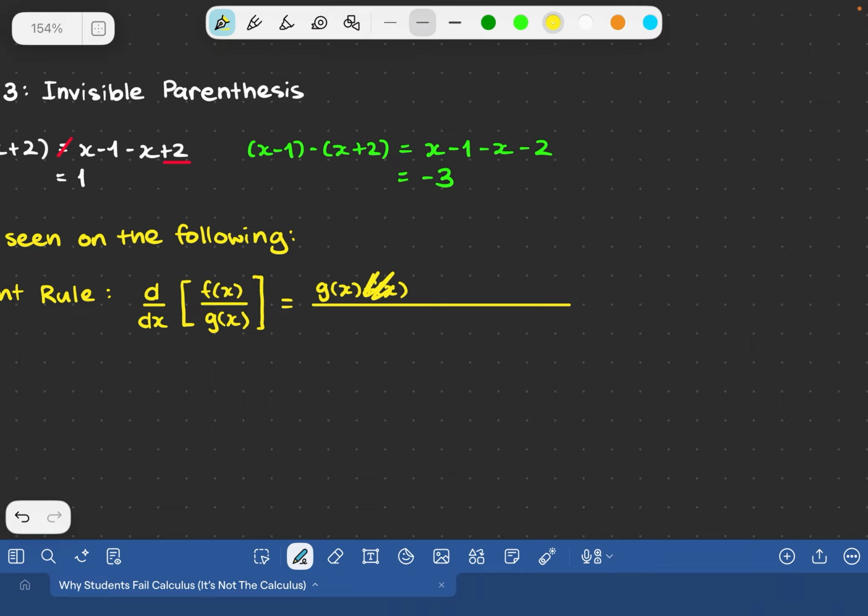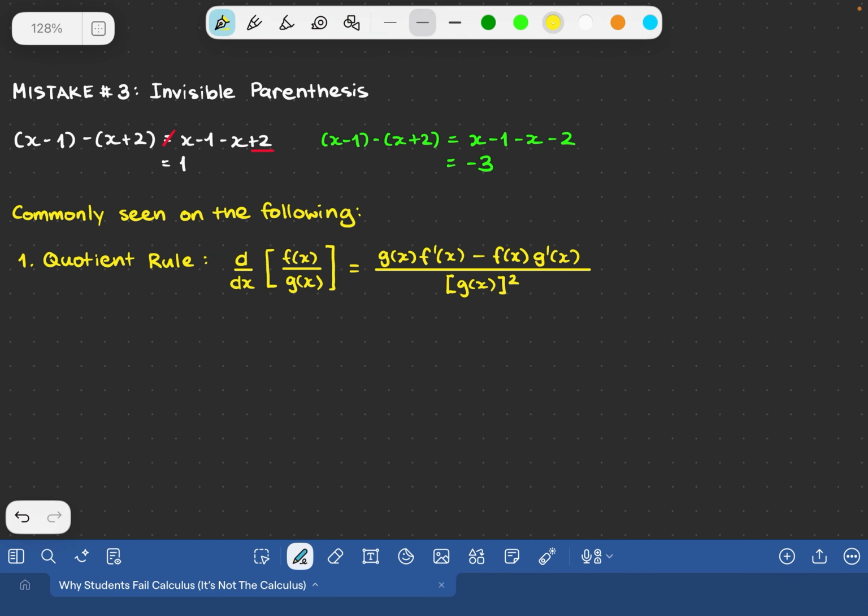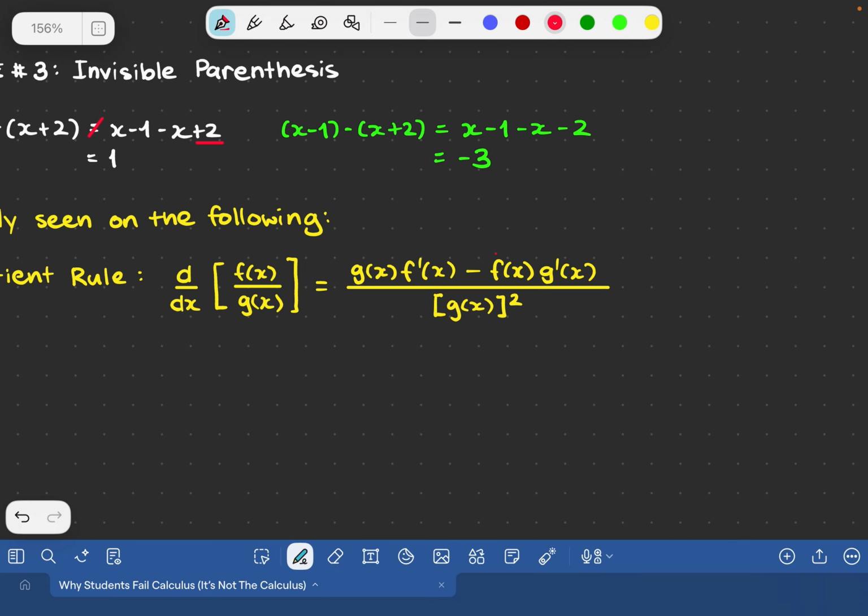Oops, there's a mistake here. It's g times f prime of x minus f of x times g prime of x. Or usually the mnemonic here is low derivative of high minus high derivative of low, over low squared. So where does this error usually arise? The error arises in this one.